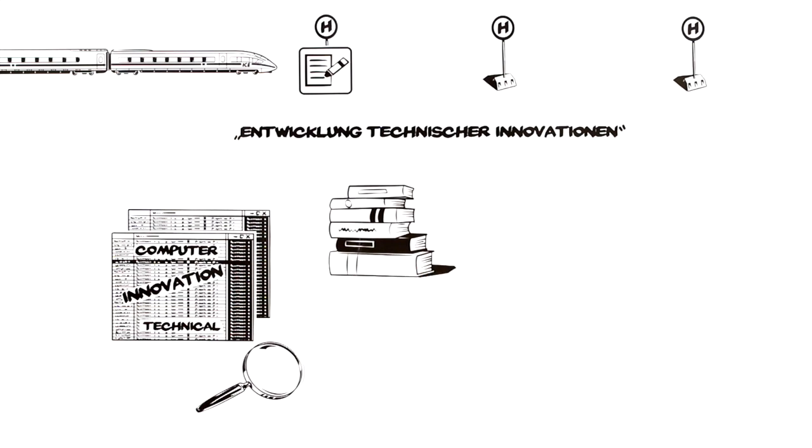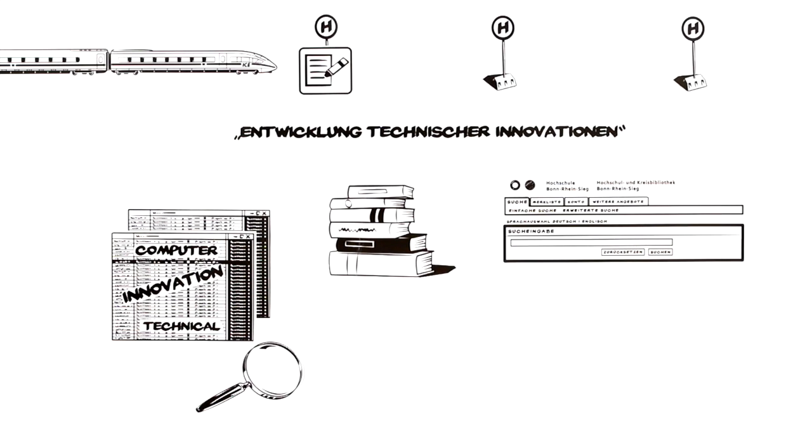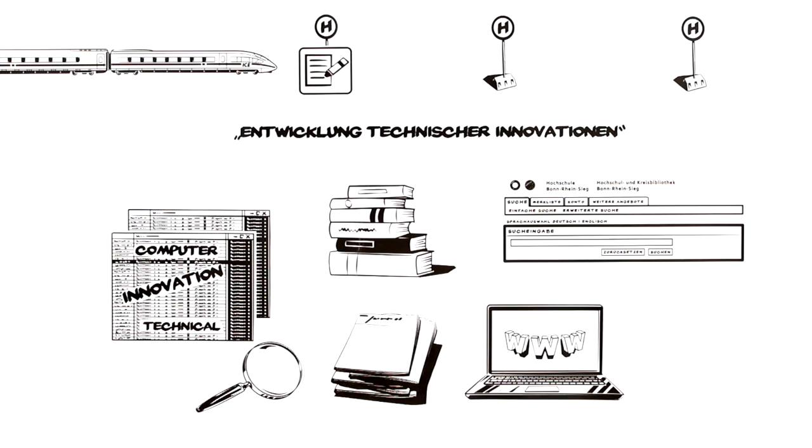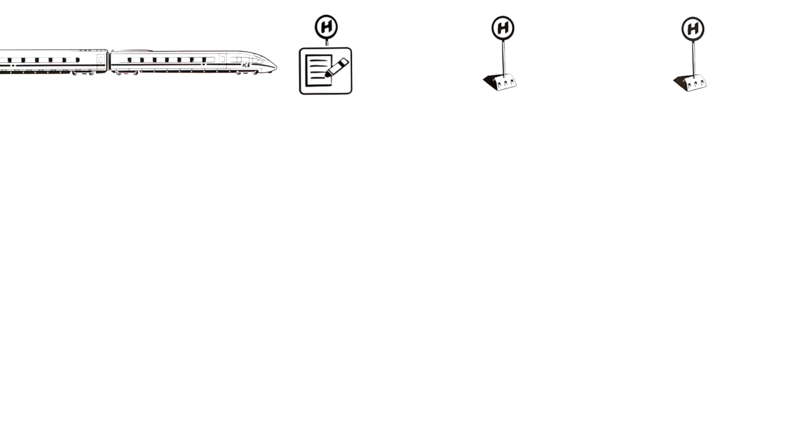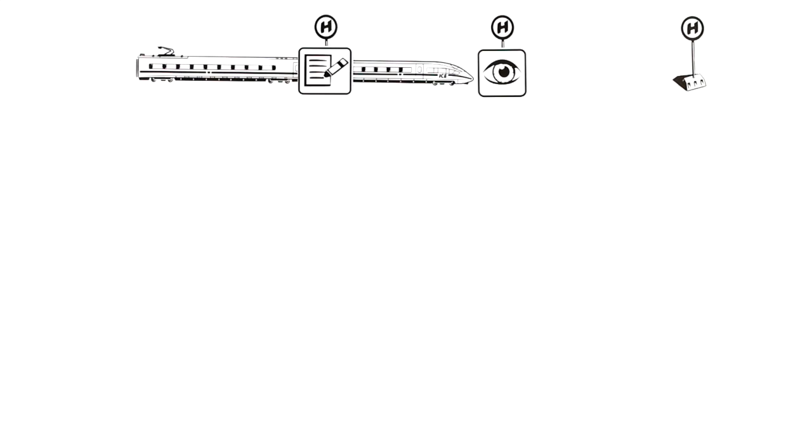Books can be found easily in library catalogues. Journal articles are best researched in specialized electronic databases. They exist for every special field, and the library provides licenses for them. The second stop on the journey is the actual research.